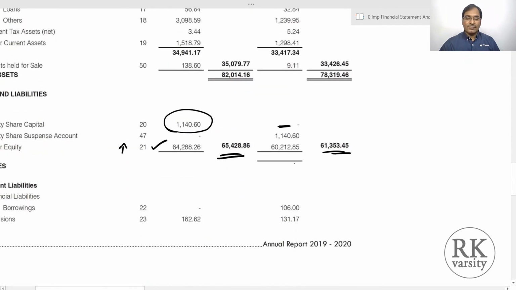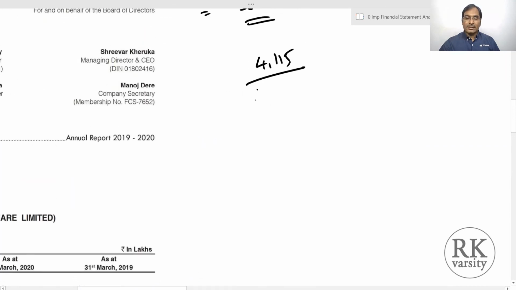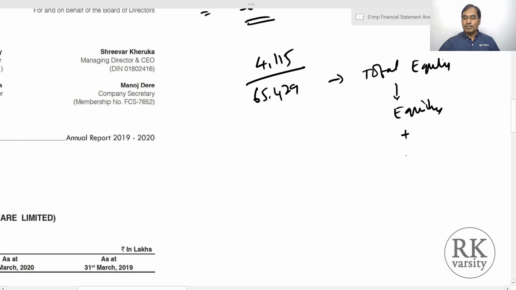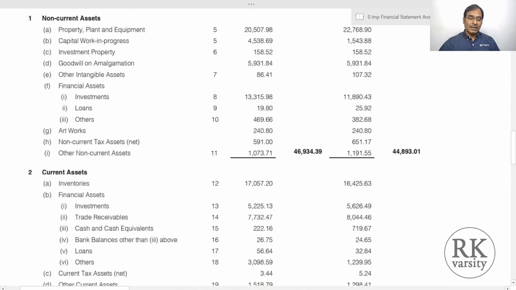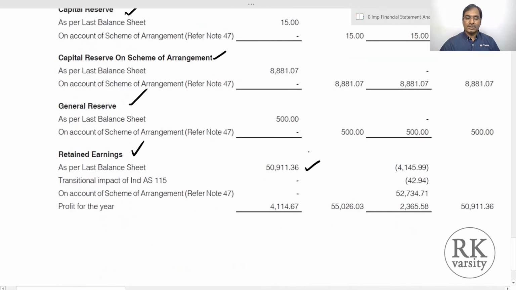This is 65,428 or 29. So 65,429 is the total equity. As a total equity, this includes your equity capital issued plus other equity. As you know, other equity comes from your capital. So here are the various sources of other equity: redeemable preference shares, capital reserve on scheme of arrangement, general reserve, retained earnings. So these are all the various sources.